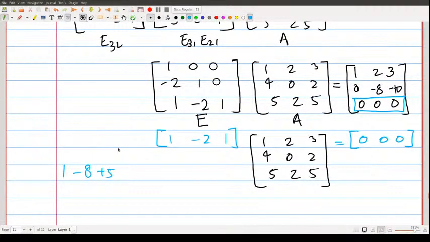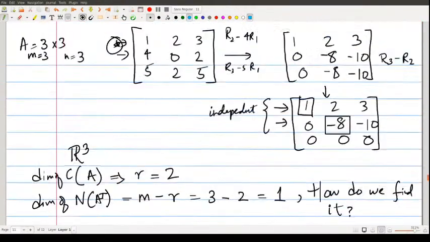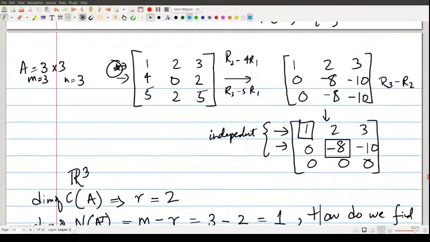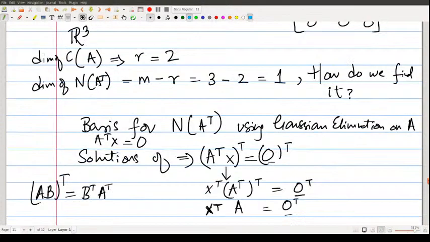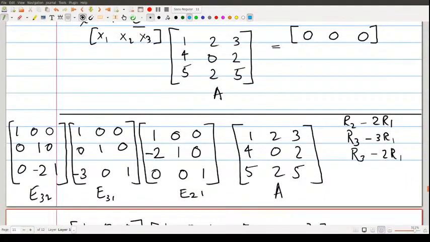Why isn't this working out then? So row times column, 1 times 1, minus 8 plus 5, that should give me 0. Okay, let's just see if I copied the elimination steps correctly or not. This was, oh, my bad. This was R3 minus 5 times. Okay, let me just correct this.